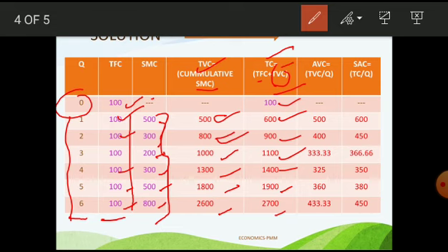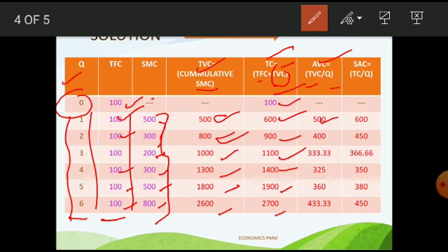The next cost we need to calculate is AVC, average variable cost, which goes on changing according to the change in output. Now what is the formula for AVC? TVC divided by Q. Q is nothing but output. Here we have already calculated TVC. So we need to divide this TVC value by the output.